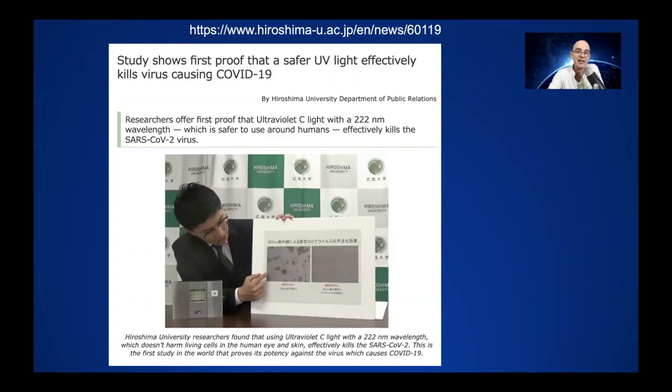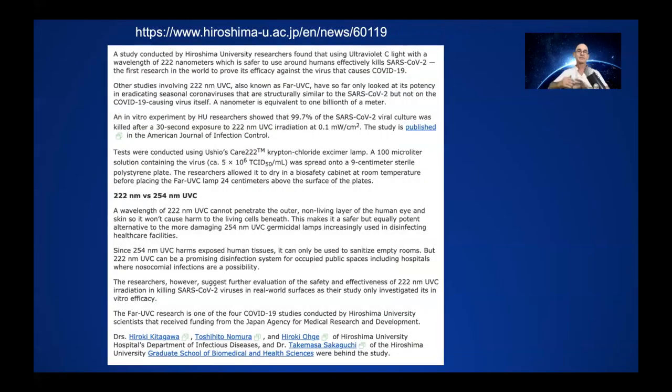This is the first study in the world that proves its potency against the virus which causes COVID-19. Now, we didn't do the tests on COVID-19 because it's kind of a little bit dangerous, and we didn't have samples to use. So it's very good to know that as well as being effective against cancer cells and E. coli, it's also effective against the coronavirus. So let's read more about it. Well, I'll abbreviate in this report. They found that 222 nanometers, which is safer to use around humans, kills the coronavirus.